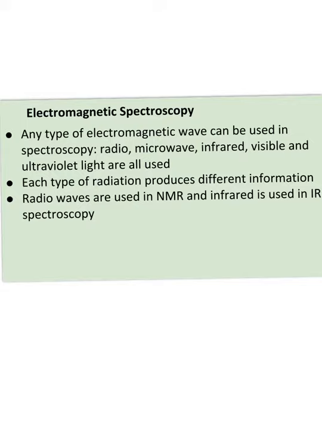IR spectroscopy is one type of electromagnetic spectroscopy. That just means you can use any electromagnetic wave to try and get some information about the bonds or the structure, something about the molecule. And we use radio, microwave, infrared, visible, and ultraviolet light all to do these things. And each type produces different information. For example, radio waves are used in NMR, which we'll also talk about. But infrared is used in IR spectroscopy, hence the name.